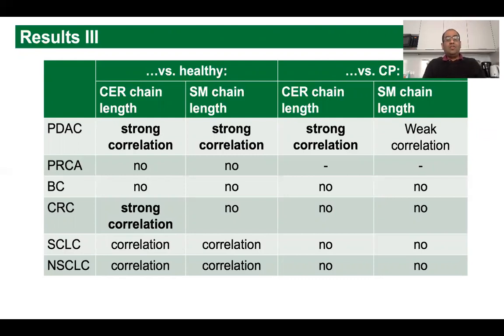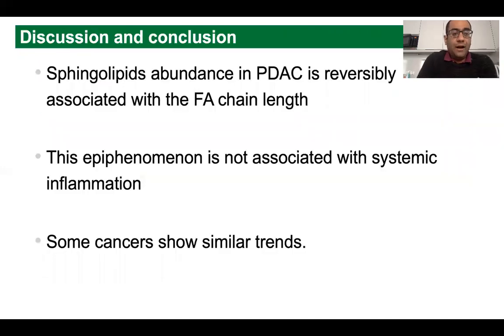This hints towards not a correlation of the systemic inflammation, which we consider should be similar in chronic pancreatitis and PDAC. So, to conclude our part, sphingolipid abundance in PDAC is inversely associated with fatty acid chain length. This phenomenon is not associated with systemic inflammation, and some of the cancers show a similar trend.